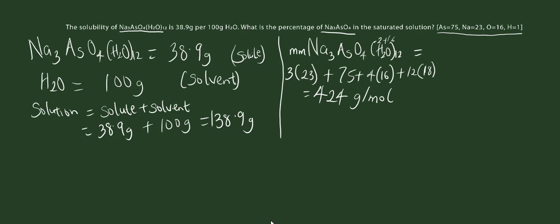Now, what else can we calculate? We can calculate the molar mass of Na3AsO4, right? Yes, we can, of course. So, what do we have? 3, this 3, multiplied by 23, plus 75, plus 4, multiplied by 16. That is going to be what?